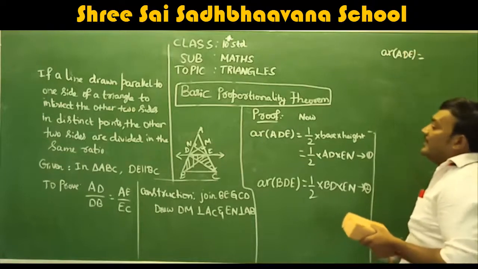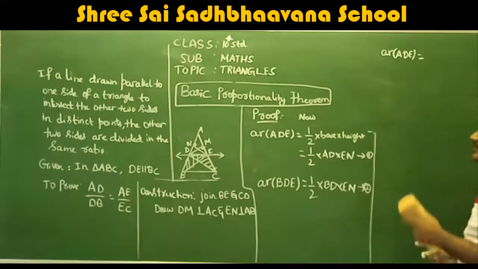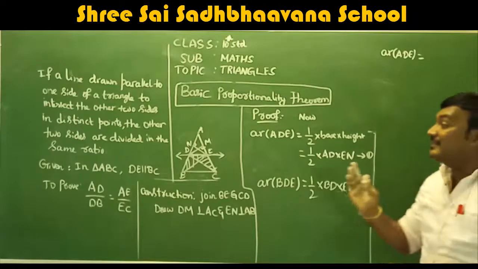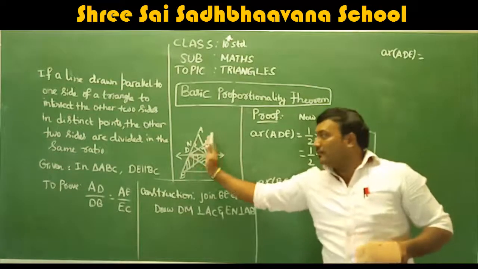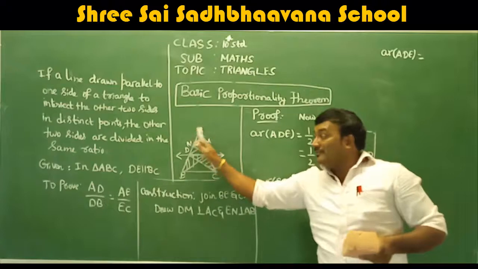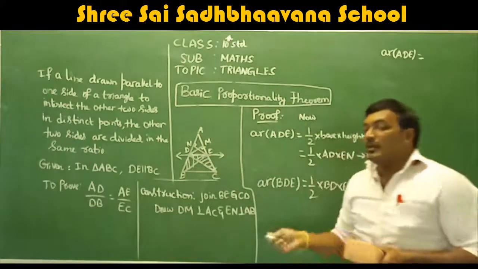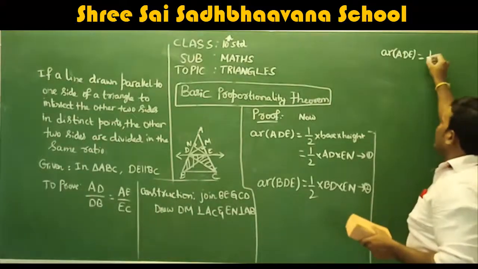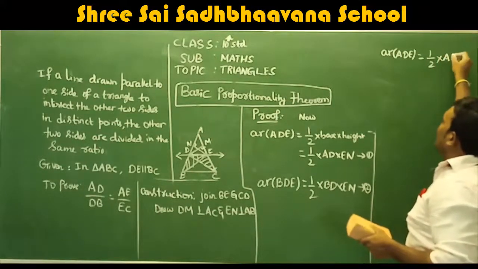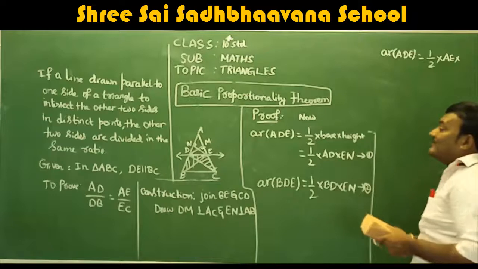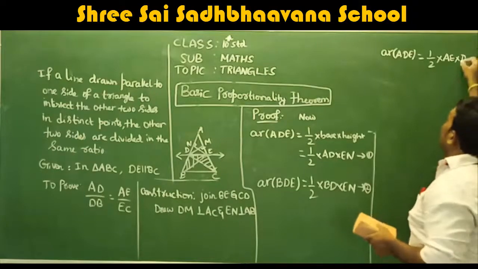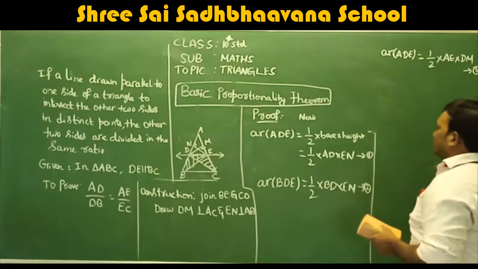What is area of triangle ADE? See, if you consider this side, AD will be the base. If you consider this side, right hand side, AE will be the base. So half into base into height. So half into, what is base here? AE. For AE base, what is the perpendicular? DM will be the perpendicular, correct? This you take as equation 3.